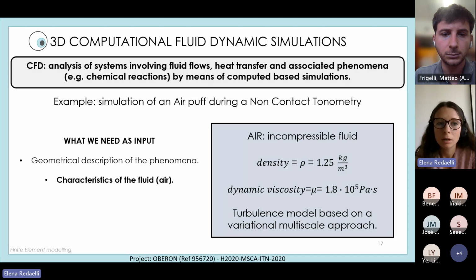So another input of the computational fluid dynamic analysis is to characterize the fluid well. The fluid in this case is air, and we model it as an incompressible fluid with a specific density and dynamic viscosity. In this case, the air is moving through a very small diameter cannula at a very high velocity. So the flow is turbulent, and we need to impose the turbulent behavior of the air. There are other cases in which the flow could be laminar, for example.